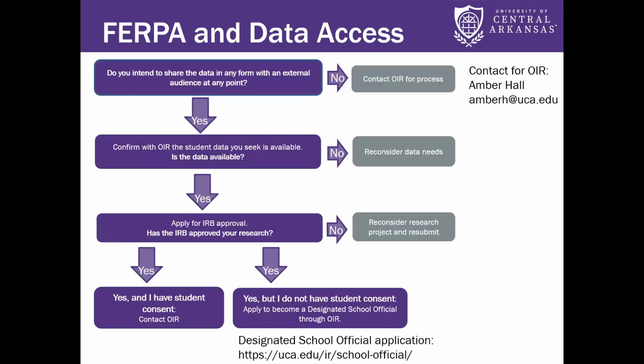Mm-hmm. So this goes here. Has IRB approved your research? Yes. And you have consent, then you'll contact my office. If you do not have consent, then you will go through the designated school official process. In this one, it does say contact OIR, so if you've already collected the forms to get their consent, then that's one way, but yes, I do have ways to do an electronic form to get their consent.